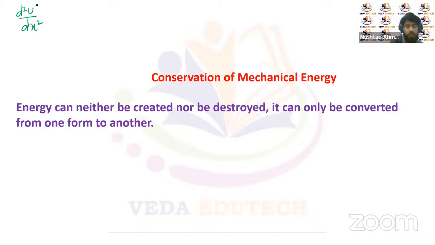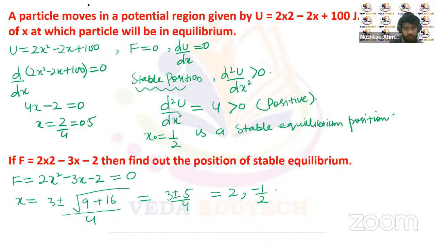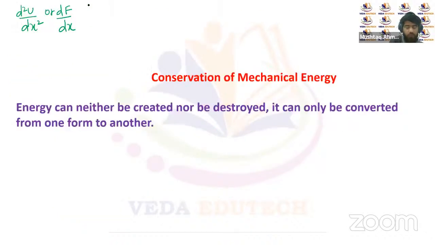u upon dx square, right? Or we can write it as df upon dx, right? So the second derivative of the potential energy, that is df upon dx, will be 4x minus 3, right? That will be equal to 4x minus 3.